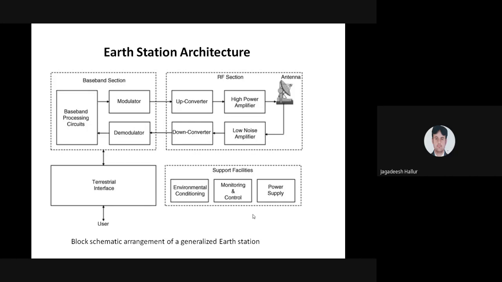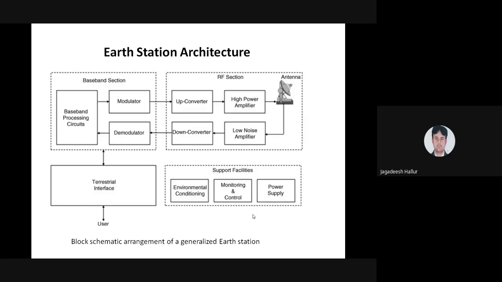Whenever the user wants to make any call or do any communication, that is forwarded through your terrestrial interface. Anyway, the communication signal will be in the baseband signal. There is no modulation in that. For modulation, the baseband section block is required.